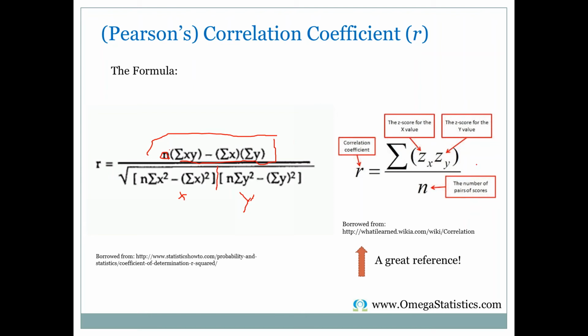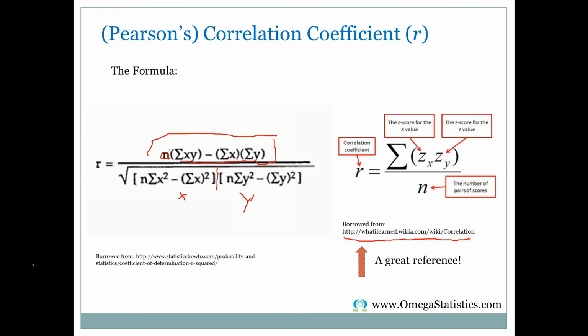Here's a nice way of looking at it. If you were to standardize your x and y, turn them into z-scores, where they have a mean of 0 and a standard deviation of 1, then you can just do this nice simple formula. The z-score for the x values, the z-score for the y values, we multiply them, then sum all the products up and divide by the sample size, and that'll give us our correlation. And this is a great reference right here on correlation.